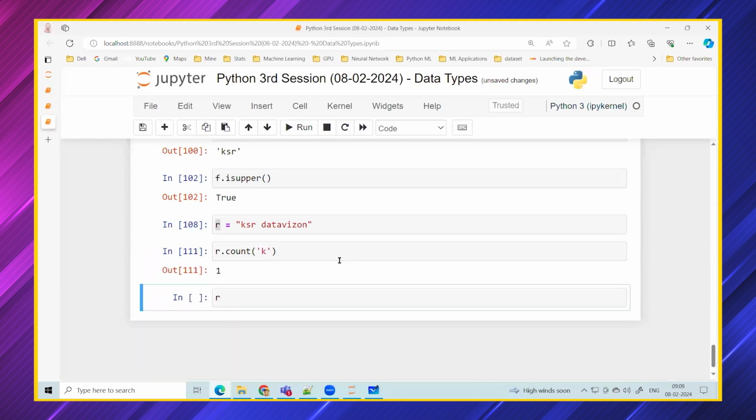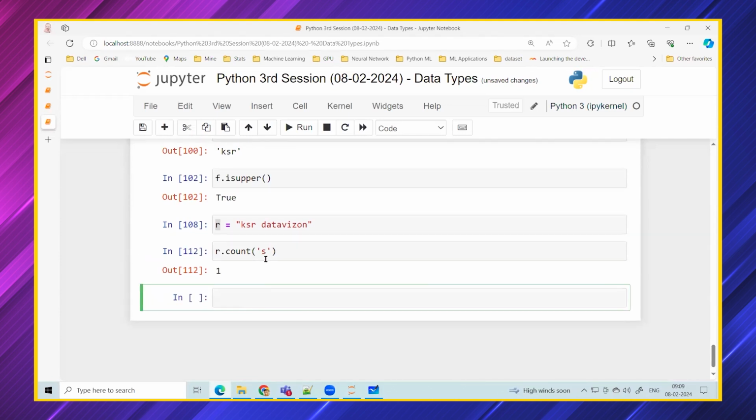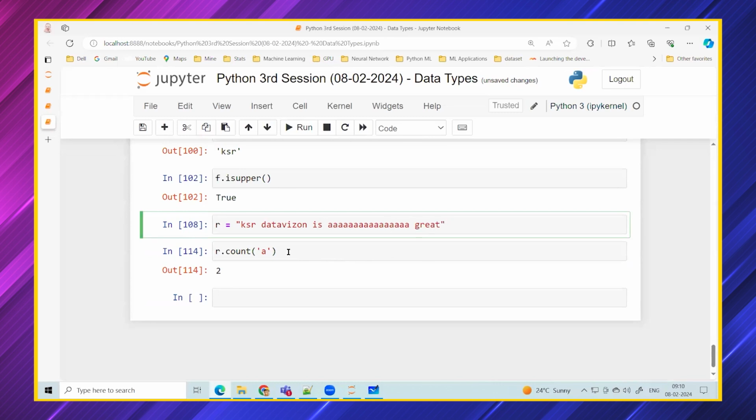You'll get one. If I count S, you'll get one. You count R, you'll get one. You count A, you'll get two. Why two? There are two A's. That many A's it will count. So count is actually looking for an element: how many times it has to be counted.